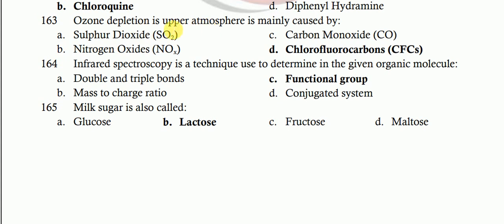Ozone depletion, this is an important one. Ozone depletion in the upper atmosphere is mainly caused by chlorofluorocarbons, the hydrocarbons which contain chlorine and fluorine. This is a common one. Milk sugar is also called lactose. The sugar present in the fruits will be fructose.